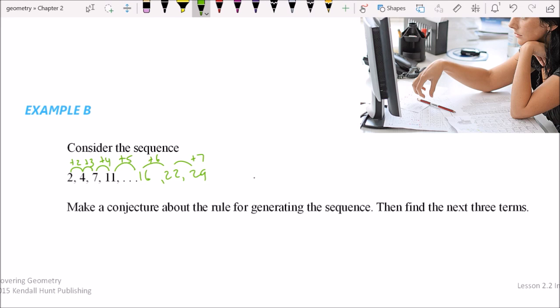Okay? That's what I got. If you disagree, I'd be curious to hear why. So hopefully you got something similar. There might be another explanation that's a good conjecture too, but this is the one that was obvious to me.